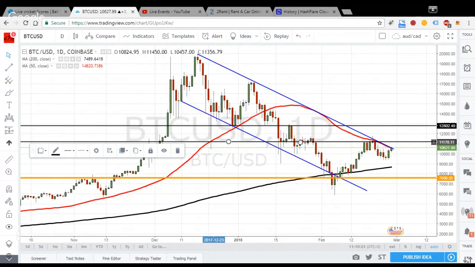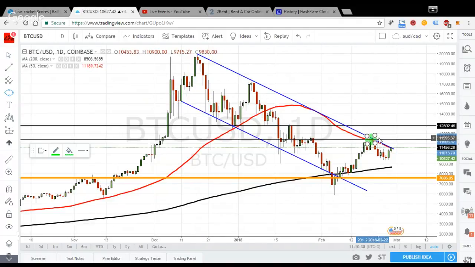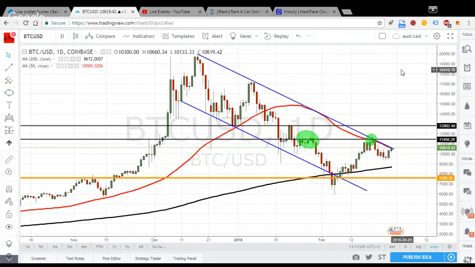So the first one, if the breakout actually happens, the first resistance level will be at about 11,400. That's because the level has acted as resistance before this. So that's the first point where it was acting as resistance, and that's the second point where it has been acting as resistance. So immediately, if we were to break out and have a daily close above this trend line, then we will face another resistance level at about 11,400.